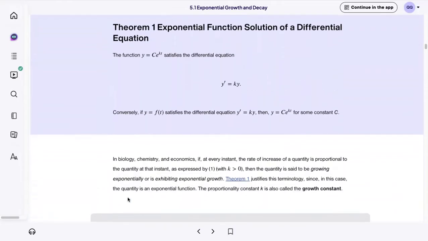So this is our first theorem. The function y equals c, some number, multiplied by e to the kt, satisfies the differential equation y prime equals ky. Conversely, if y equals f of t satisfies the differential equation y prime equals ky, then y equals c times e to the kt for some constant c. But given the initial value, we can always find such c.